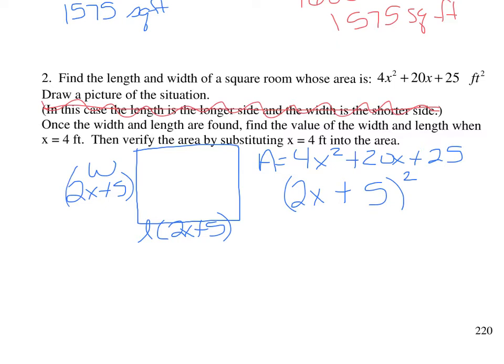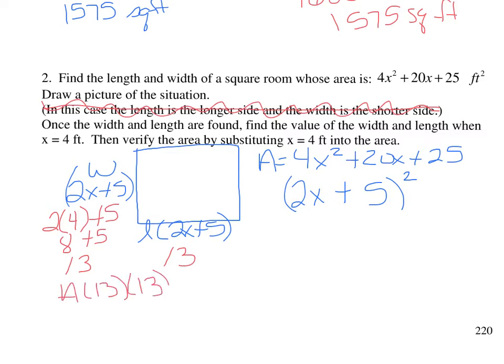All right, now once we've done that, we're going to verify when x equals 4. So substitute a 4 in there. 2 times 4 plus 5, 8 plus 5 is 13. And of course, this is going to come out to be the same thing because they're the same. To find the area, we'll multiply 13 times 13, and that would give us 169.